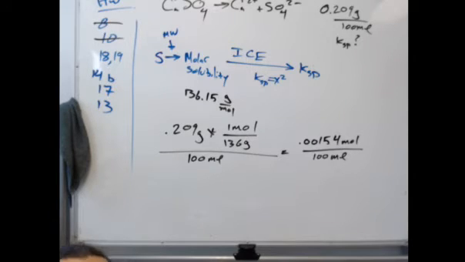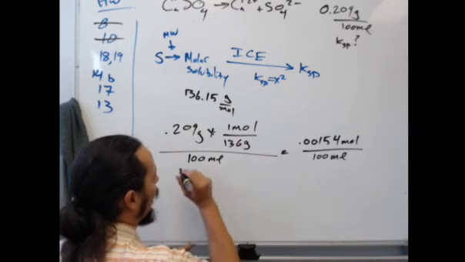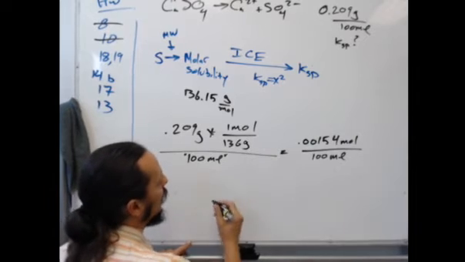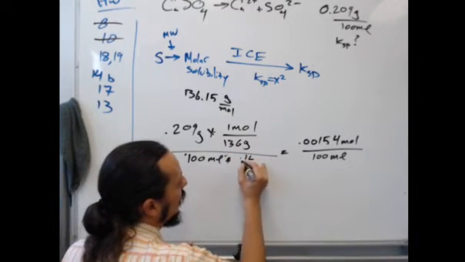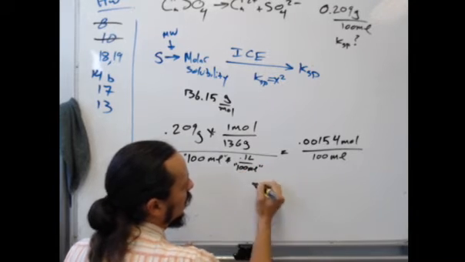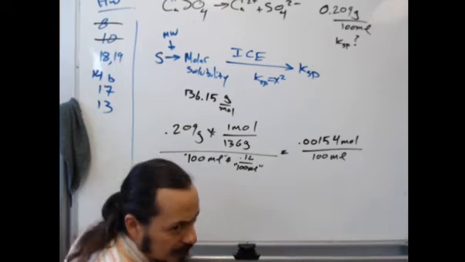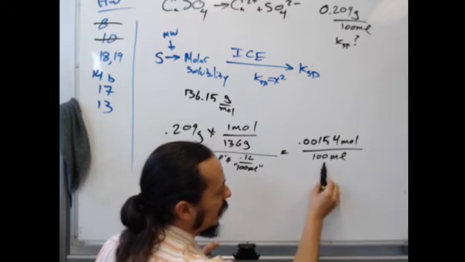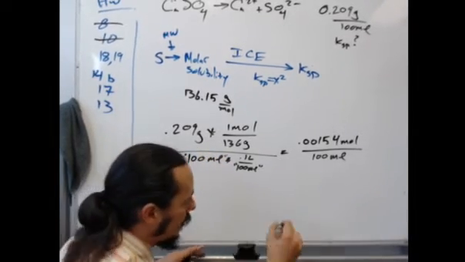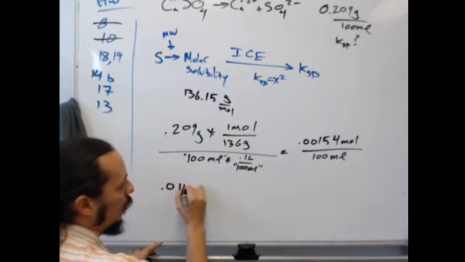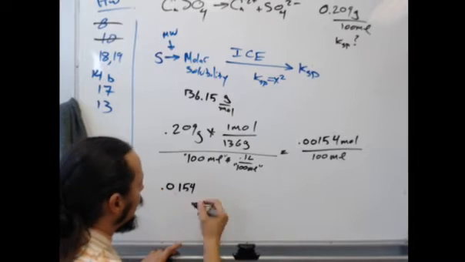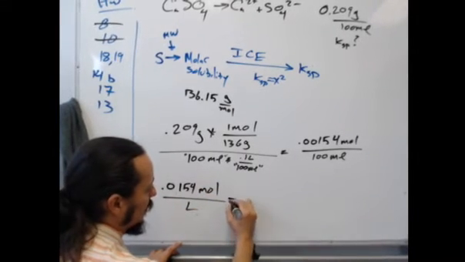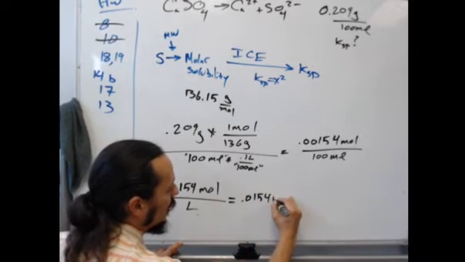Now I want this to be per 1,000 milliliters, so I'm going to need 10 times more. The conversion I did in class was to treat 100 milliliters like a unit and multiply by 0.1 liter per 100 milliliters. Notice dividing by 0.1 is the same as multiplying by 10. It also makes logical sense: if I want 1,000 milliliters instead of 100, I just need 10 times more. So I'm going to have 0.0154 moles per liter, 0.0154 molarity.